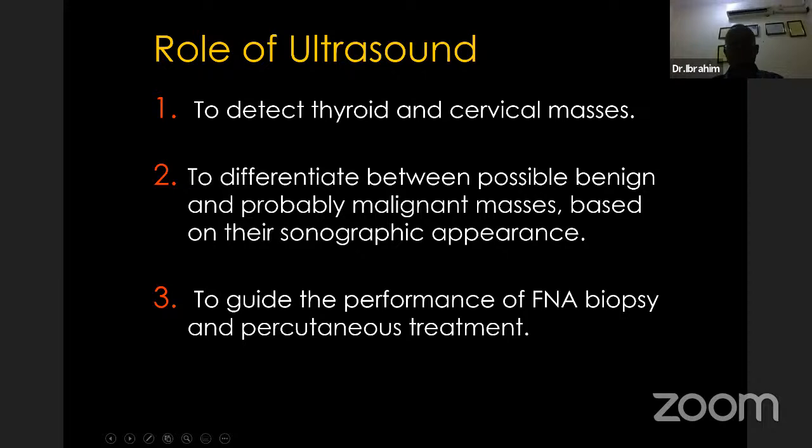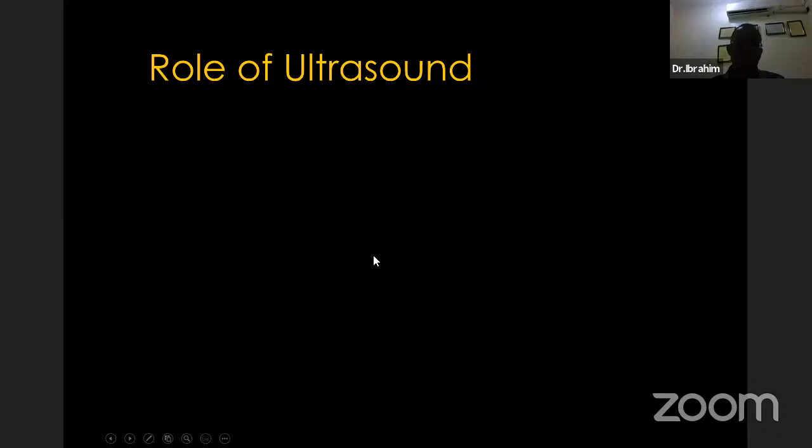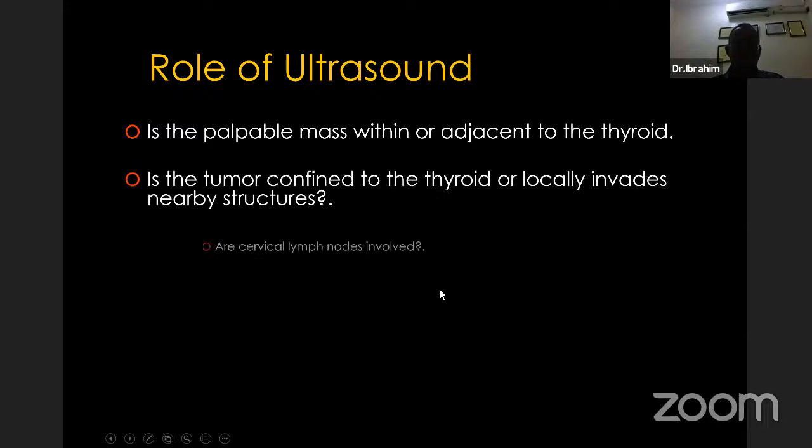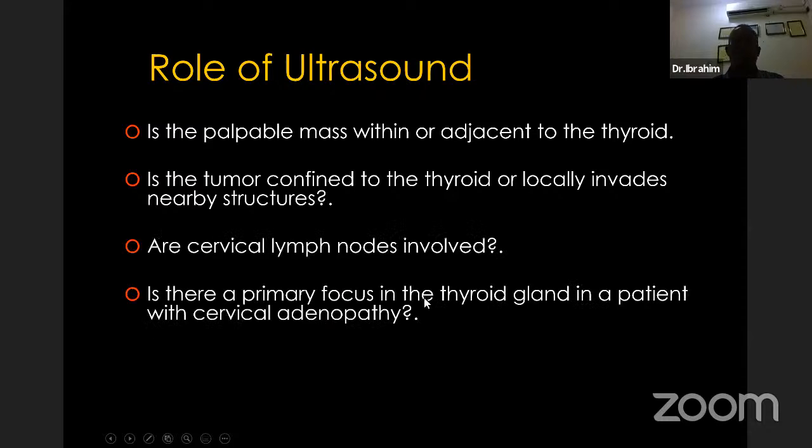Thyroid ultrasound can provide answers to several clinical questions. Is the palpable mass within or adjacent to the thyroid gland? Is the tumor confined to the thyroid or does it locally invade nearby structures? Are cervical lymph nodes involved? Is there a primary focus in the thyroid gland in a patient with cervical lymphadenopathy? And finally, is there a post-operative residual or recurrent tumor in the thyroid bed, or metastasis to the neck lymph nodes?